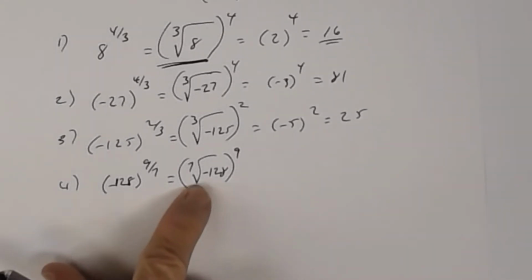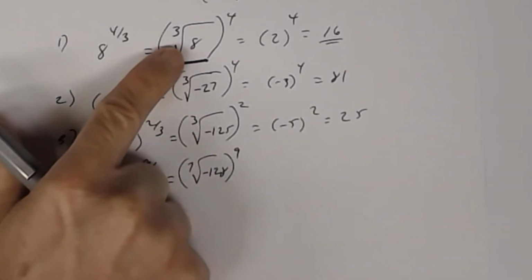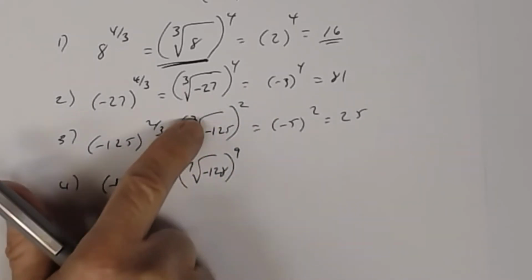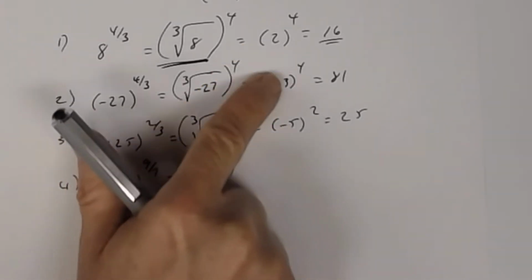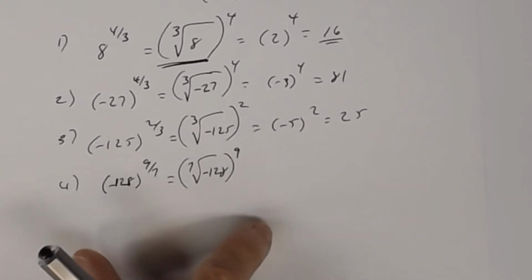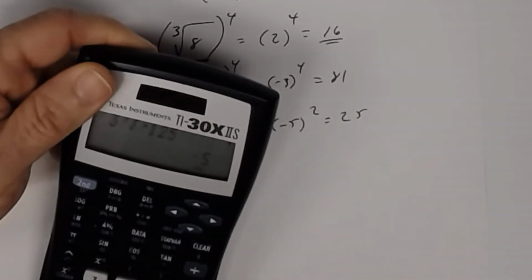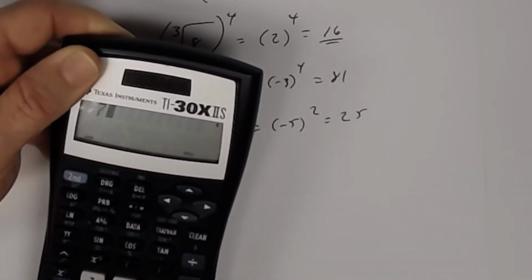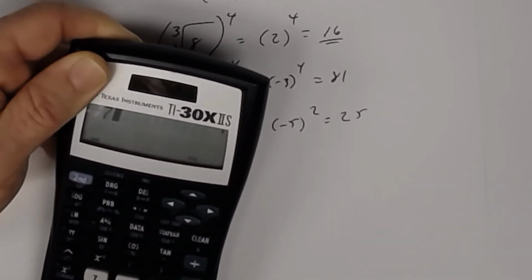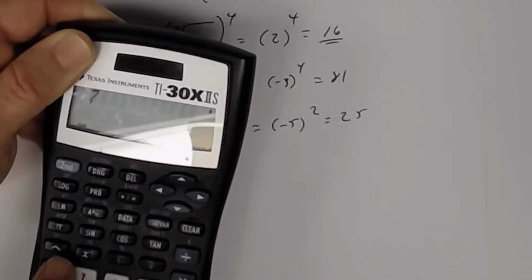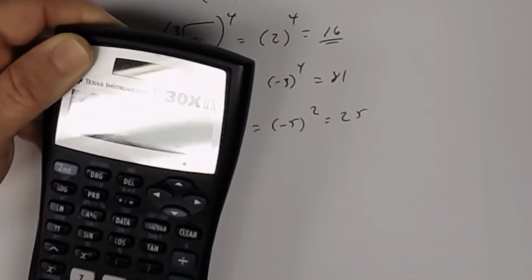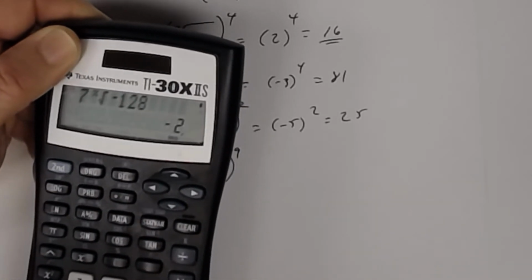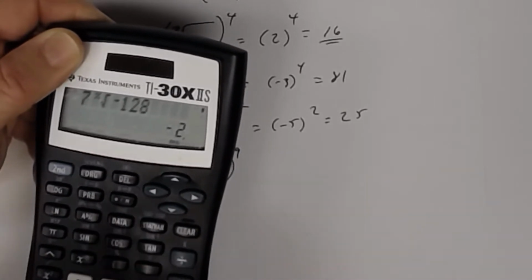When I do that, if I would use a calculator on all these, I would have gotten 2, the cube root of negative 27 is 3, and the cube root of negative 125 is negative 5, right? And so I could simplify all of those. But notice when I do that, let's see what happens. The 7th root of negative 128. Let's see if that's a whole number. Yep, it is. So the 7th root of negative 128 is negative 2.